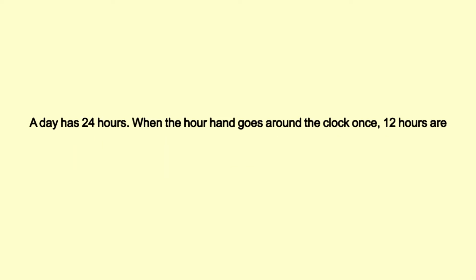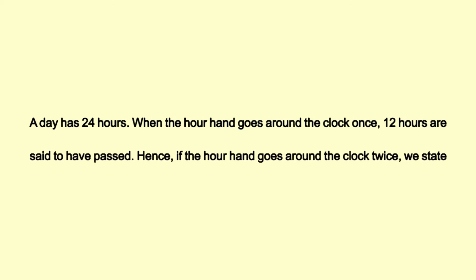Using AM and PM. A day has 24 hours. When the hour hand goes around the clock once, 12 hours are said to have passed. Hence, if the hour hand goes around the clock twice, we state that the day has been completed.